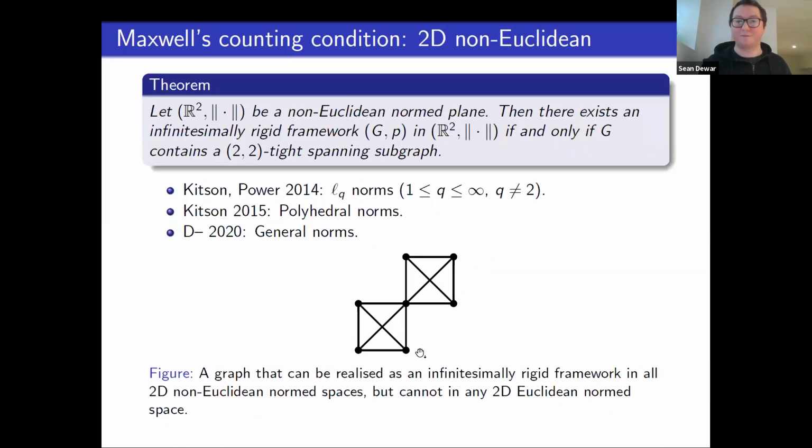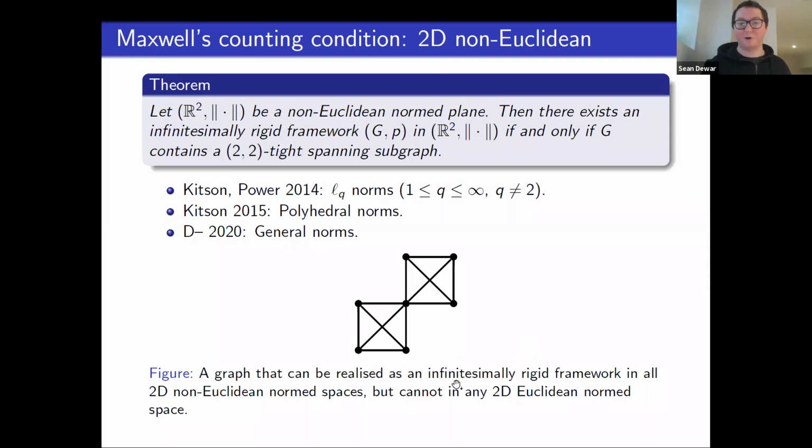Okay, let's move on to 2D non-Euclidean. We can say a similar result here. If we have a 2D non-Euclidean normed plane, then there's going to exist an infinitesimally rigid framework in the normed plane if and only if the graph contains a 2-2 tight spanning subgraph. So 3 has gone down to 2. The degrees of freedom have gone down from 3 to 2.